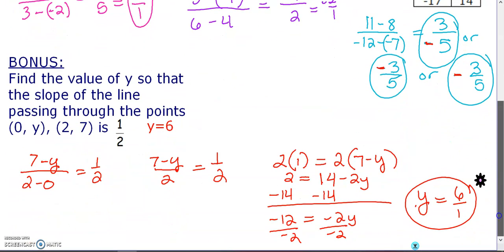At our last one, we had to find the y. So we set up our slope equation, y2 minus y1 over x2 minus x1 equals 1/2. We plugged in our values and noticed it was a proportion, so we went ahead and cross multiplied. 2 times 1 is 2 equals 2 times (7 minus y). Solve your equation, you'll get your y to equal 6 or 6 over 1.